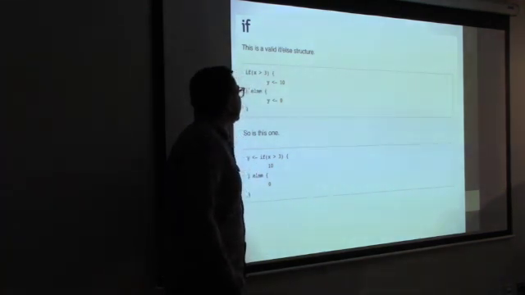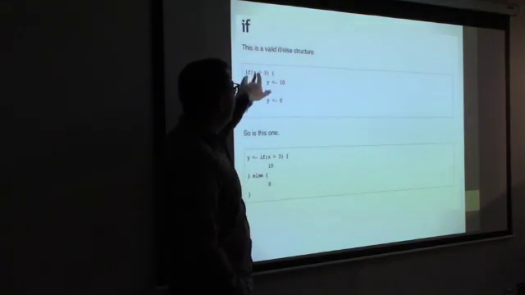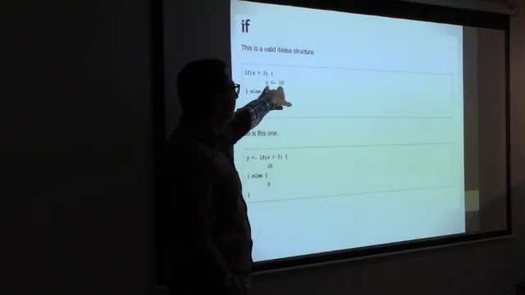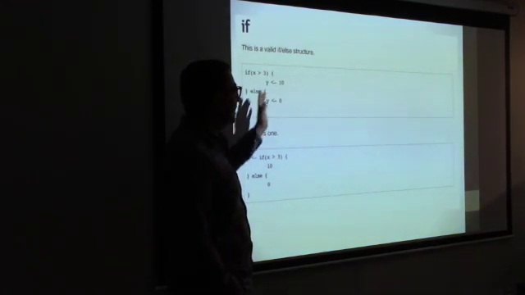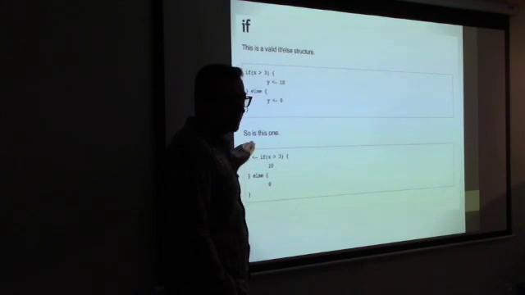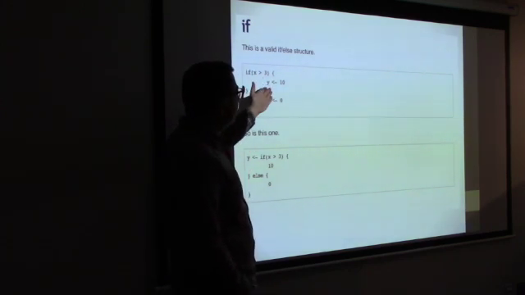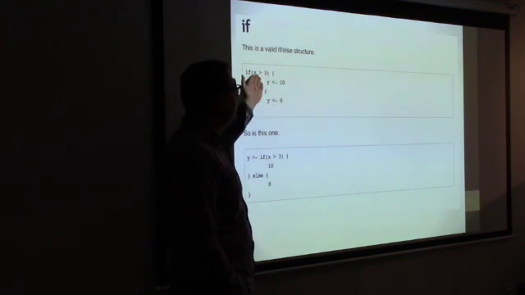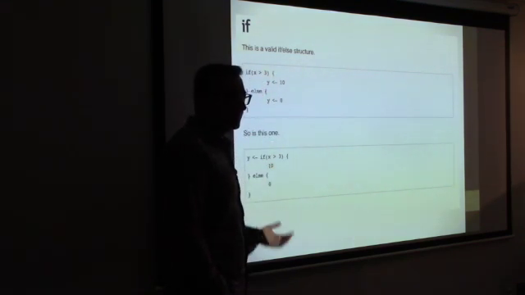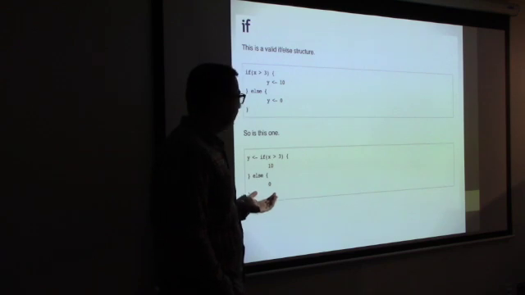Here's an example. This is a valid if-else structure. If x is greater than 3, we're going to assign the variable y the value 10, else y is going to be assigned the value of 0. You're basically trying to get the value of y to be equal to either 10 or 0, depending on the value of x. Does that make sense? Everybody with me so far?